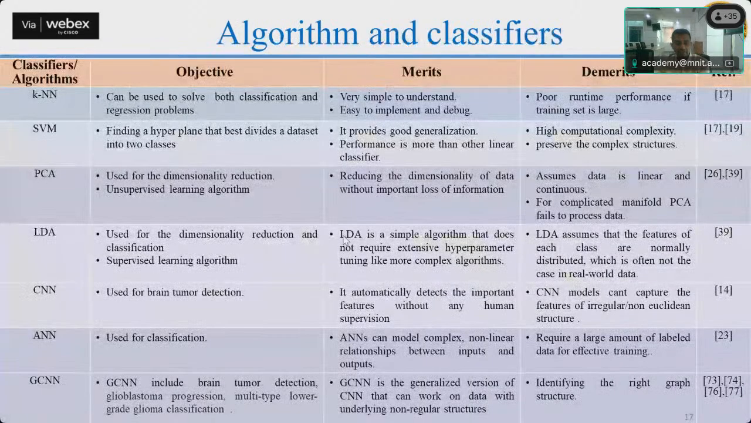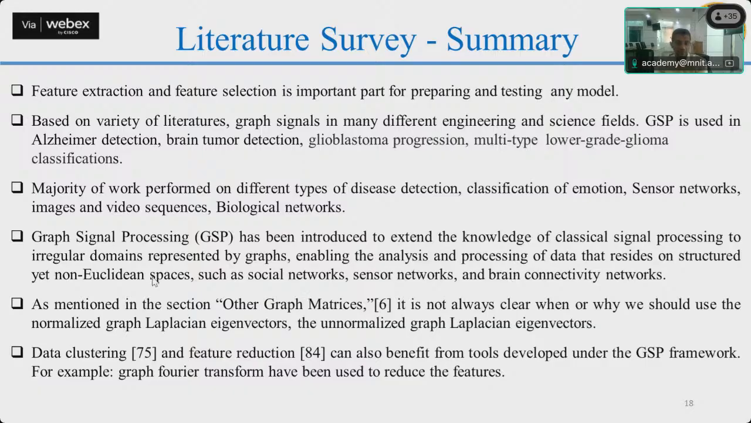It has been introduced to extend knowledge of classical signal processing to irregular domains by graph, enabling the analysis and processing of data that resides on structured yet non-Euclidean spaces such as social networks and sensor networks. Mentioned in another paper on the graph matrix, it is not always clear when or why we should use the normalized graph Laplacian eigenvectors or the unnormalized graph Laplacian eigenvectors. Data clustering and feature reduction can also benefit from tools developed under the GSP framework. For example, the graph Fourier transform may be used to reduce the features.